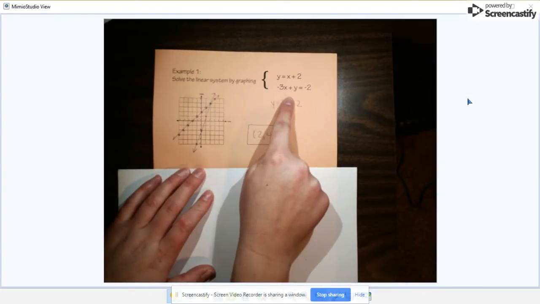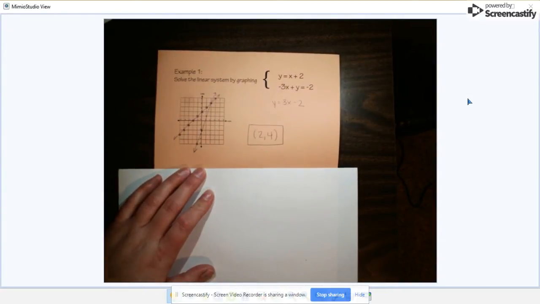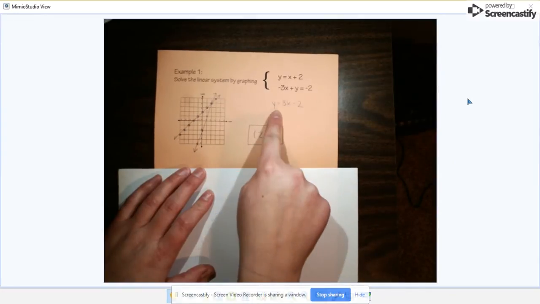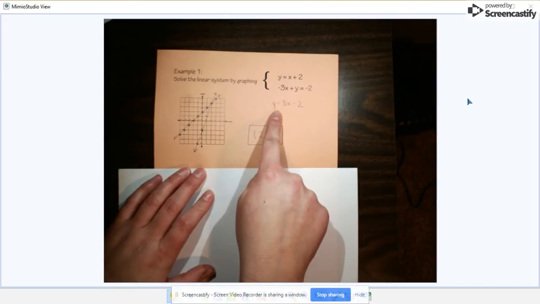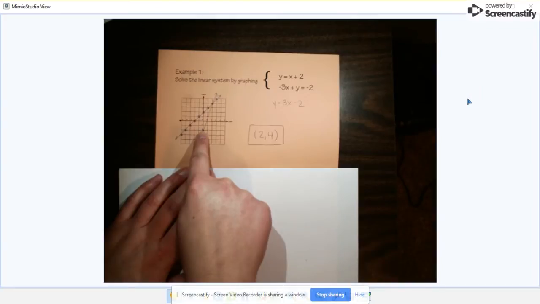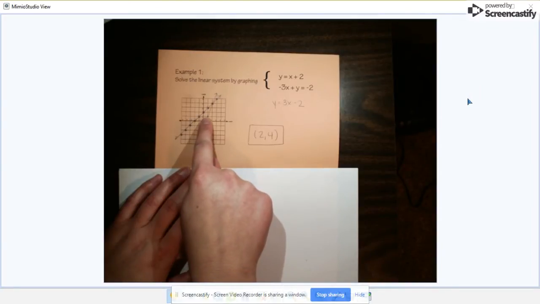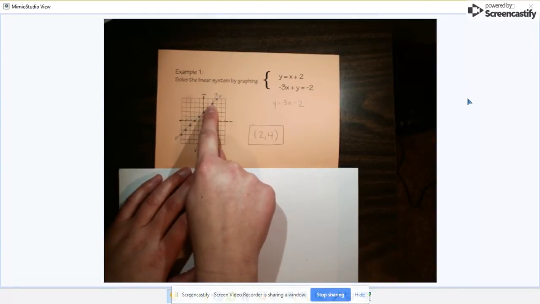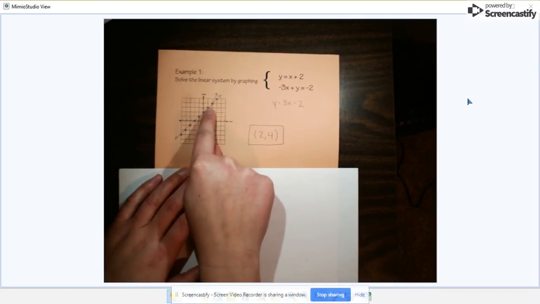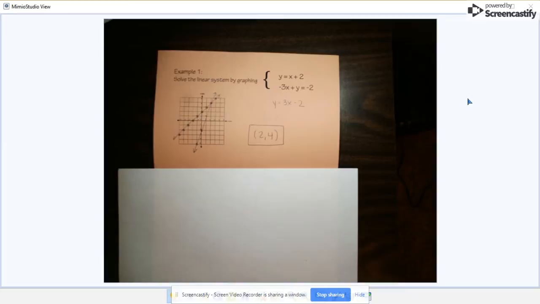To get my second equation into slope-intercept form, I need to take this negative 3x and move it to the other side by adding 3x. So if I add 3x to the other side, I get y equals 3x minus 2. So here, I'm going to start at negative 2 and then go up 3 over 1, up 3 over 1. We get our lines to intersect at the point (2, 4). So our solution to this system of equations is (2, 4).